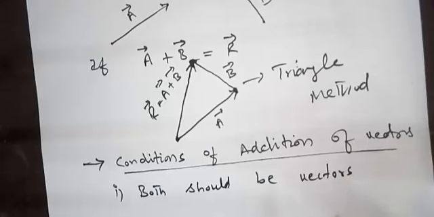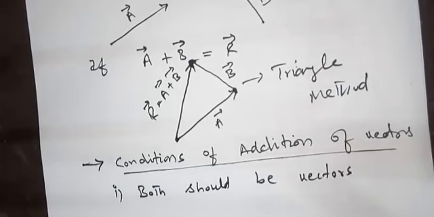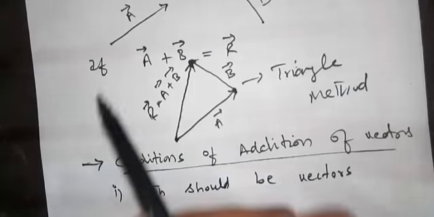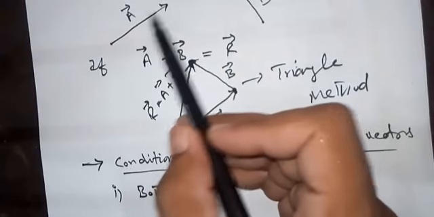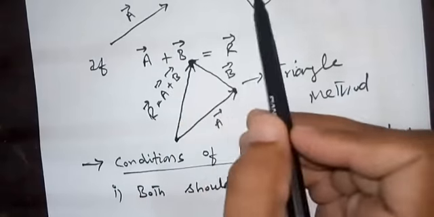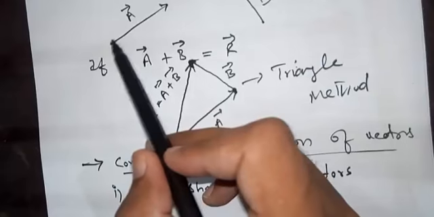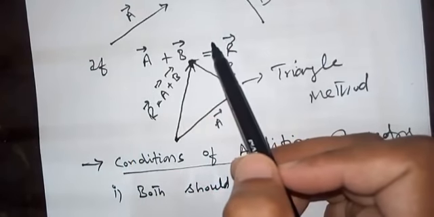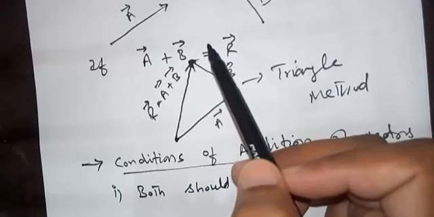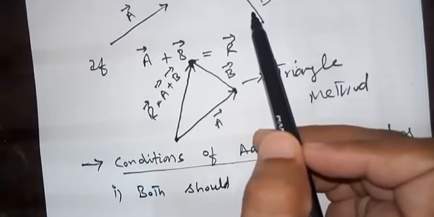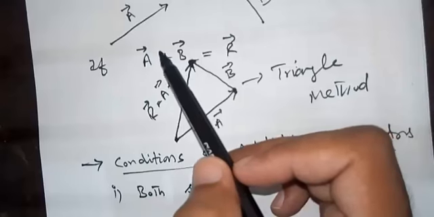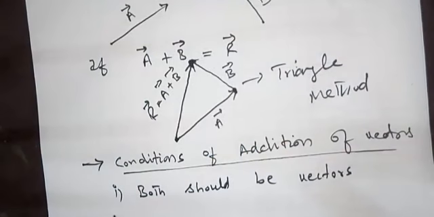It means we cannot add a scalar with a vector. So if we have taken these two vectors, they could be displacements or velocities or forces, whatever, but these two quantities must be vectors. That means B cannot be a scalar or A cannot be a scalar. The other condition is that their nature should be the same.